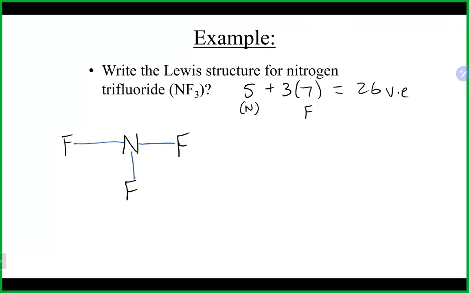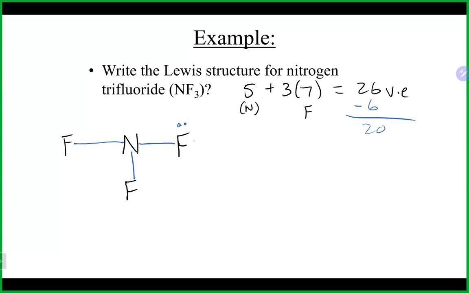Each of those single bonds represents 2 electrons, so that is a total of 6 electrons I have used so far off of my total. I now have 20 electrons left. Those 20 electrons are going to go on the outside atoms as dots, pairs of electrons, until they are full with 8, unless it's hydrogen, obviously. You wouldn't put any dots.